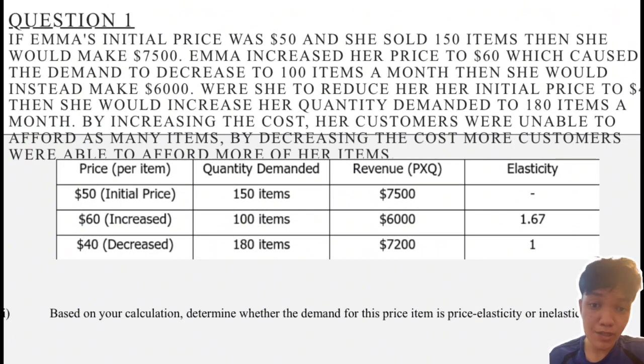So, question number one. If Emma's initial price was $50 and she sold 150 items, then she will make $7,500. Emma increased the price to $60, which caused the demand to decrease to 100 items a month, and then she will instead make $6,000. Were she to reduce her initial price to $40, then she will increase her quantity demanded to 180 items a month.